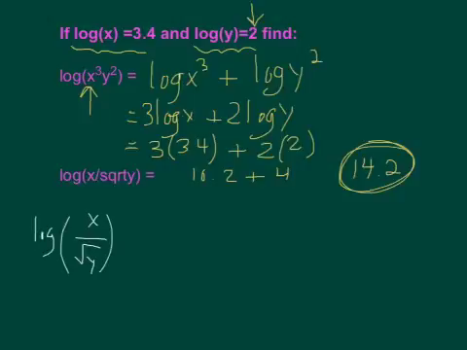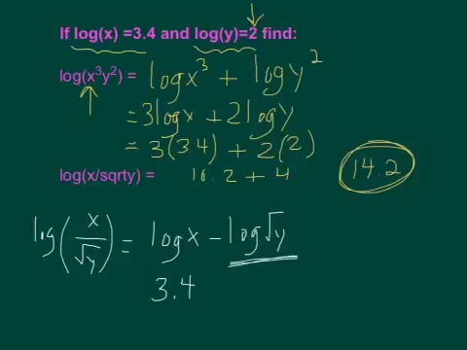And now let's use another property here. Let's look at this in a simpler way. Wouldn't that be nicer to look at as log of x minus log of the square root of y? I'd say so. I know log of x is 3.4, so I'm halfway there. I do not know the log of the square root of y, though. So this would be an advantageous time to look at that as y to the 1/2 power.